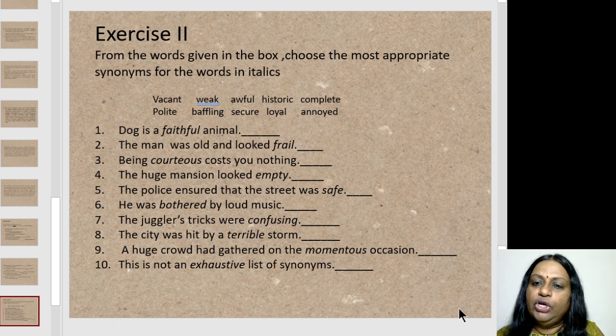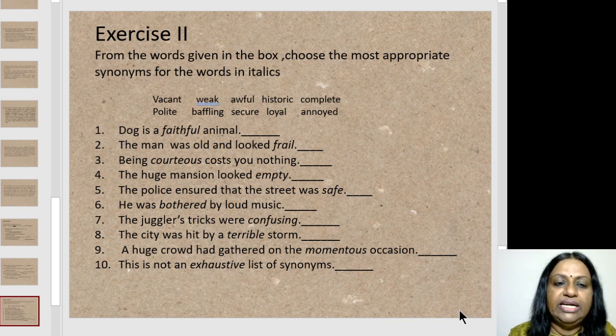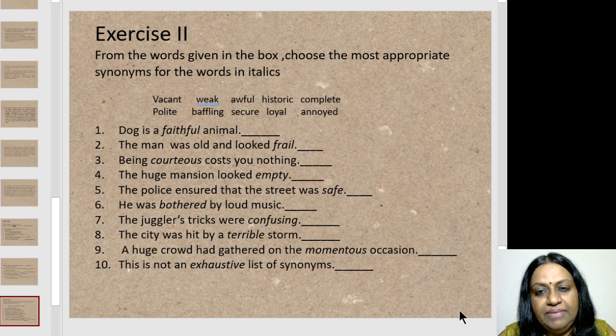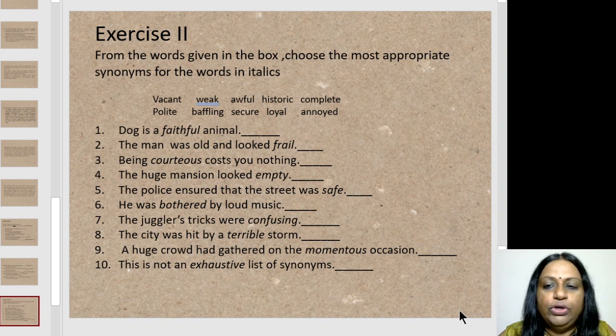So do you see how you're doing this? Okay. If you don't know the meaning of the words that have been given, then you need to use a dictionary and find the meaning out. So then it would become easy for you to substitute with the appropriate synonym.